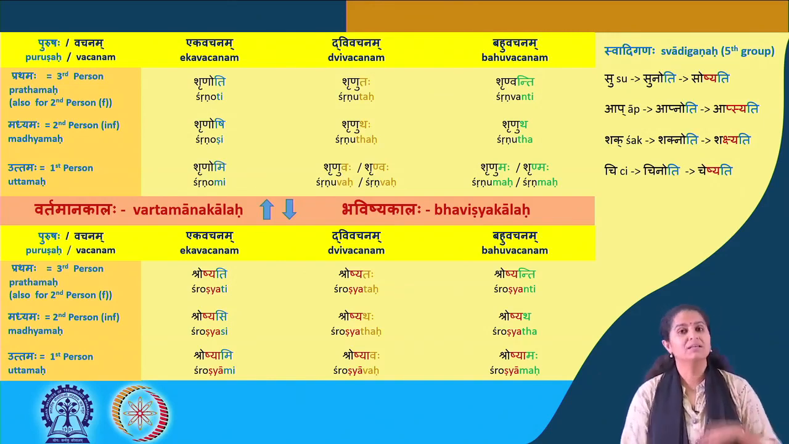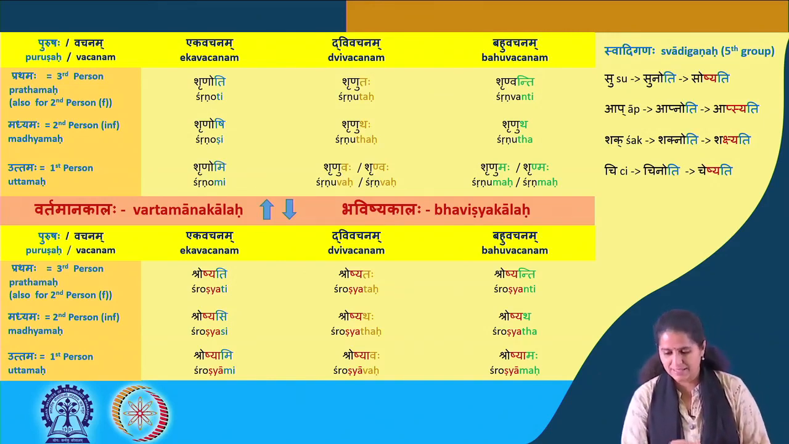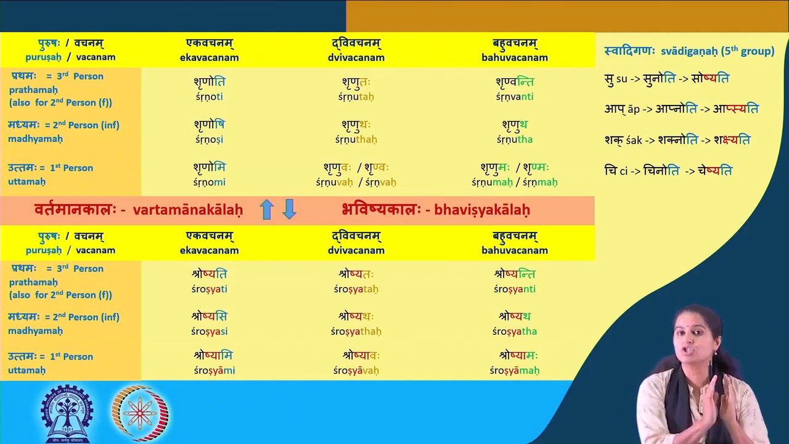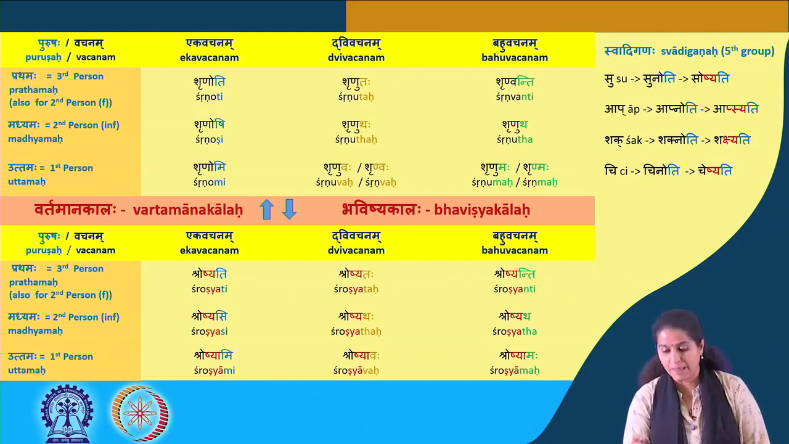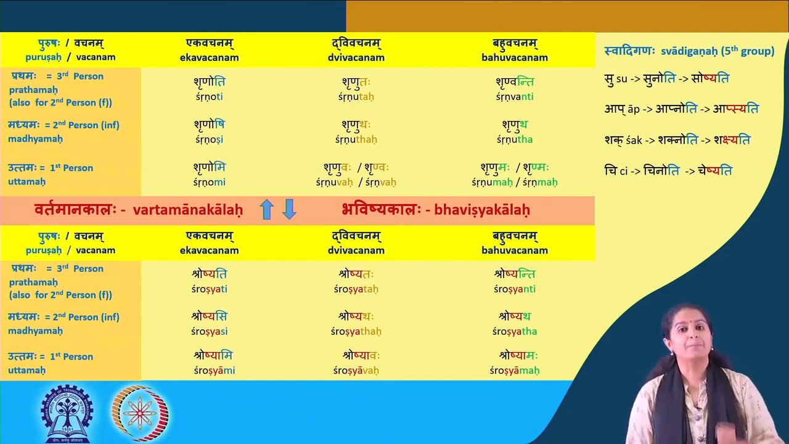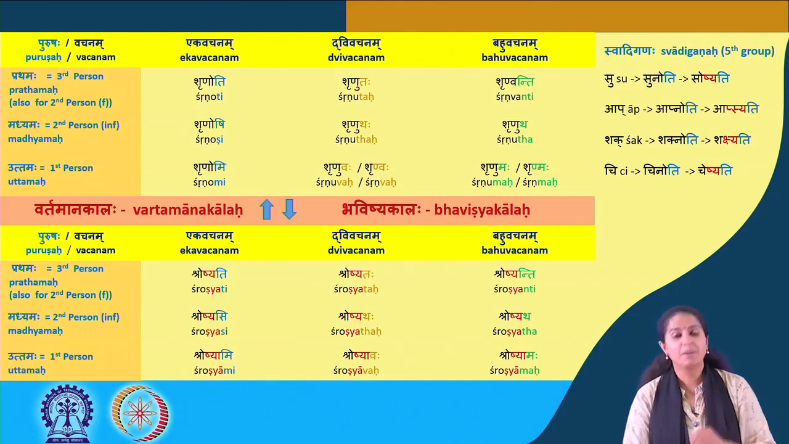So sunoti is what gets added there. So su gets the no, it's like shru gets shrunoti, su sunoti. So you can identify this no as being a characteristic of the Swadigana. And in the Bhavishya Kala, what happens? Soshyati, uttamam, and then Soshyataha, that goes on. Next verb, ap. So ap, apnoti and in the Bhavishya Kala apsyati. Uttamam.